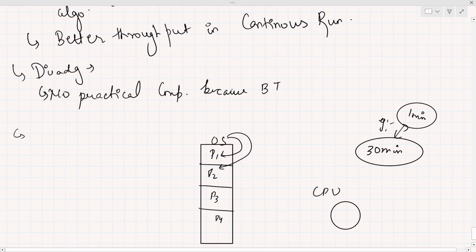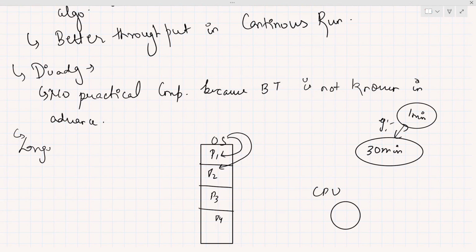So burst time is not known in advance. That's why this algorithm has no practical implementation. What is the disadvantage? In this scheduling algorithm, longer processes may suffer from starvation.